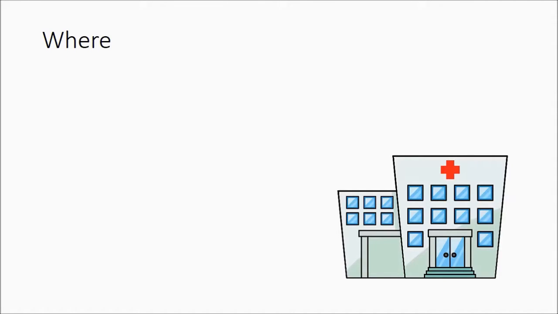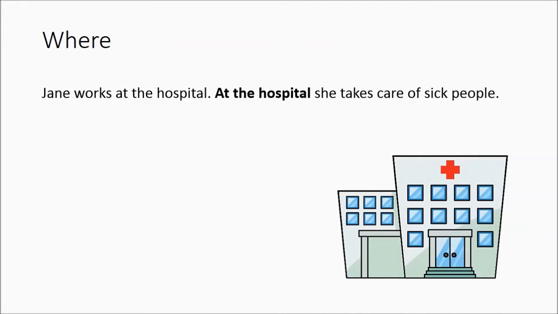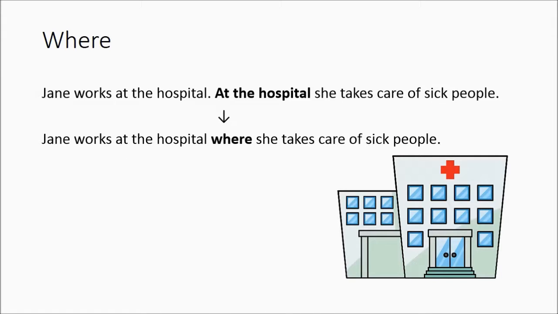Okay, now let's move on to the relative pronoun where, which is used for places. In our example, you see two sentences, and again we will combine them into one sentence containing a relative clause. Jane works at the hospital. At the hospital, she takes care of sick people. To avoid repetition, the second prepositional phrase, at the hospital, is replaced by the relative pronoun where. This leaves us with: Jane works at the hospital where she takes care of sick people.